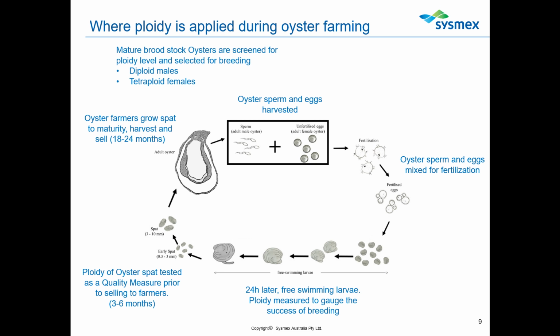Once the farmers buy them, they grow them out in their baskets to maturity, which is around 18 to 24 months, and then they sell them to the markets. The farmers themselves don't test for ploidy. It's only the oyster hatcheries that test for ploidy.